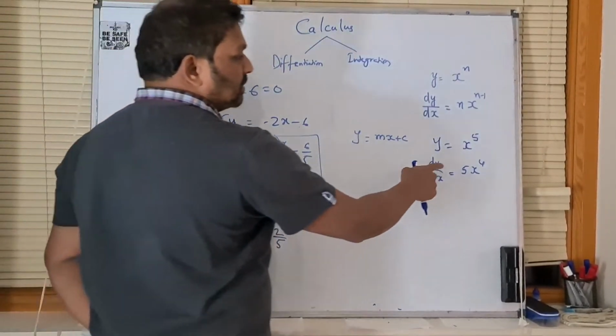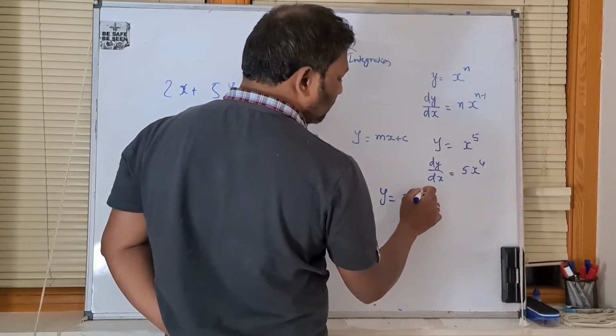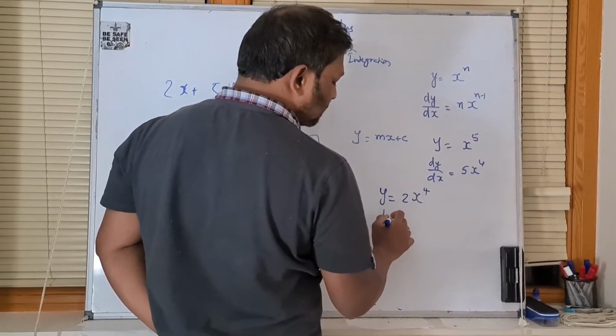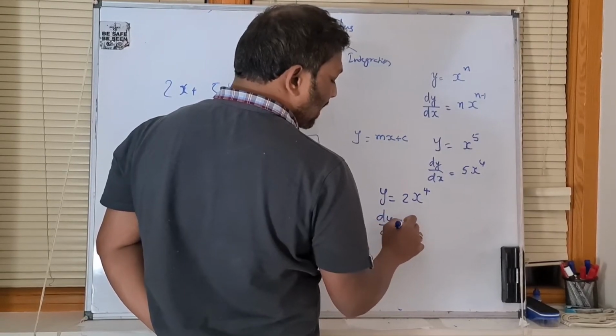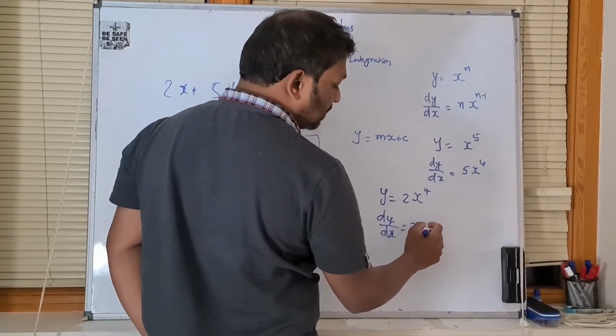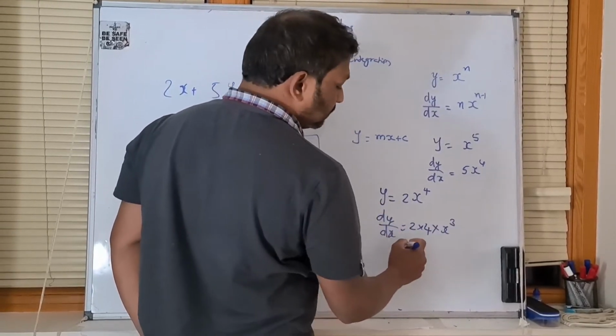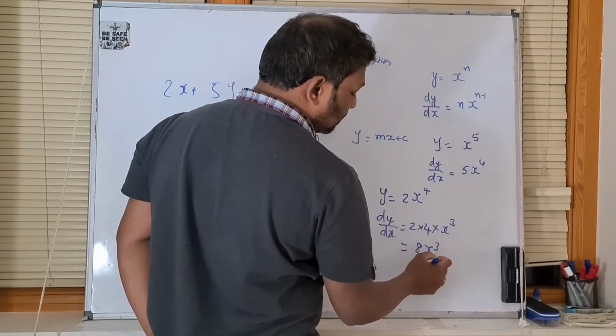Okay, so this is the equation. Say for example, y is equal to 2x to the power of 4. If you differentiate this one, you can keep 2 as it is here, and bring this 4 here. X cube. This is going to be 8x cube.